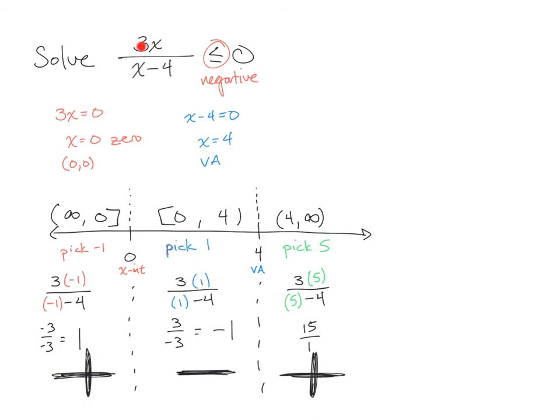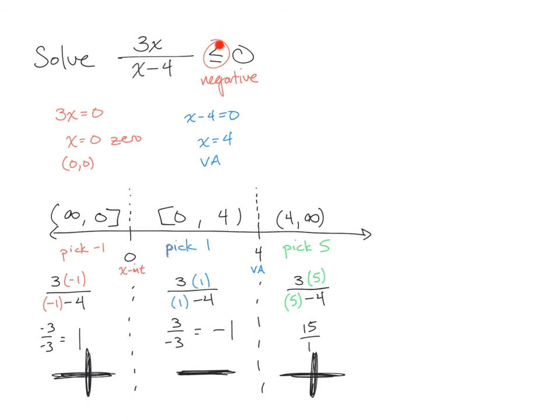Substituted 1 in here. 3 times 1 is 3. 1 minus 4 is -3. When you divide these, you get a -1. Boom, negative. Here, I picked 5. 3 times 5 is 15. 5 minus 4 is 1. That gives you a positive 15.